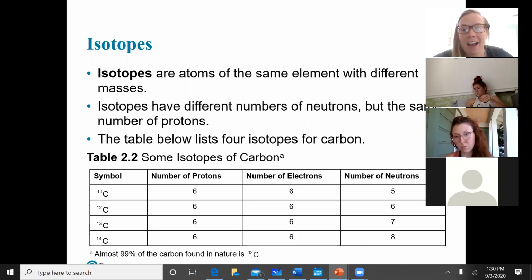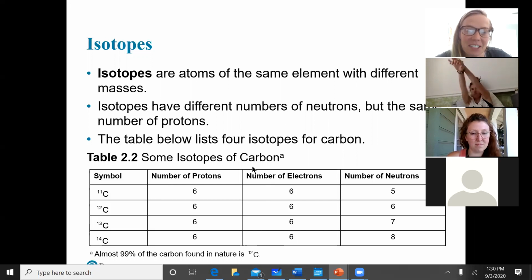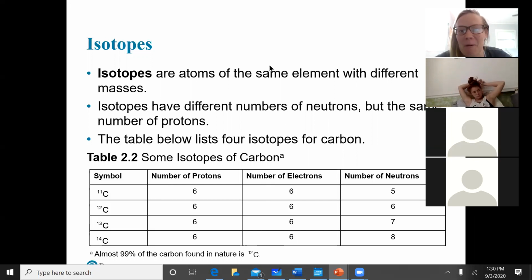So I like stable isotopes. If you ever want to talk stable isotopes, we can talk stable isotopes. Radioactive isotopes are really cool too, but I like stable.